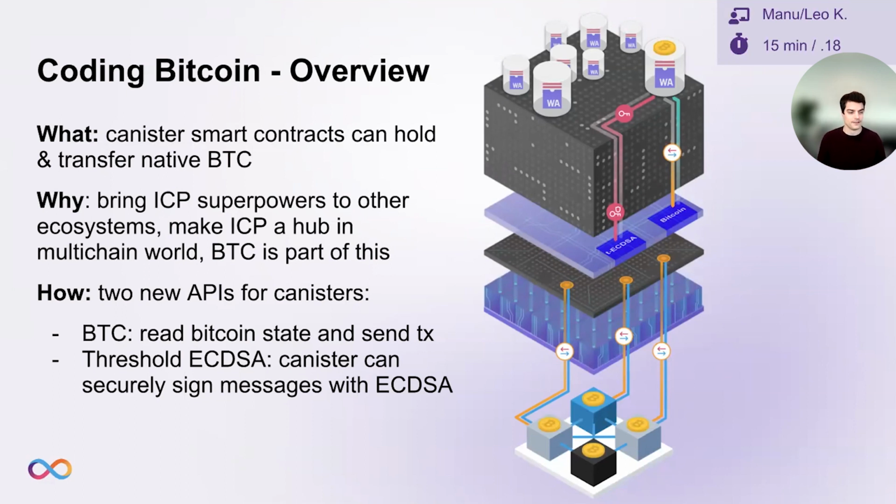How are we doing this? We're building two APIs, two new interfaces that canisters can make use of. One allows a canister to read the Bitcoin blockchain state, so the UTXOs, and to send transactions to the Bitcoin network. And one interface lets a canister securely sign messages with ECDSA. Behind the scenes, there's threshold cryptography involved, and this allows a canister to sign transactions on other blockchains. Next slide, please.